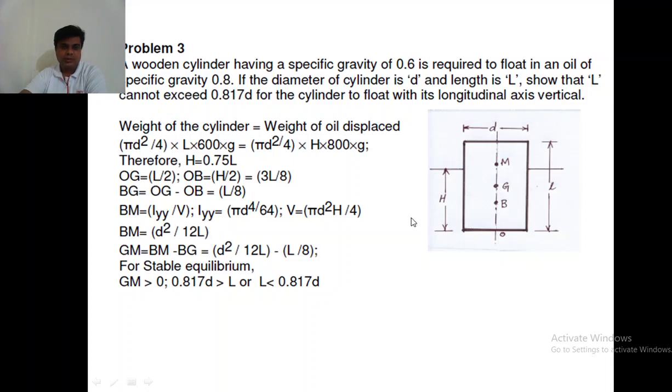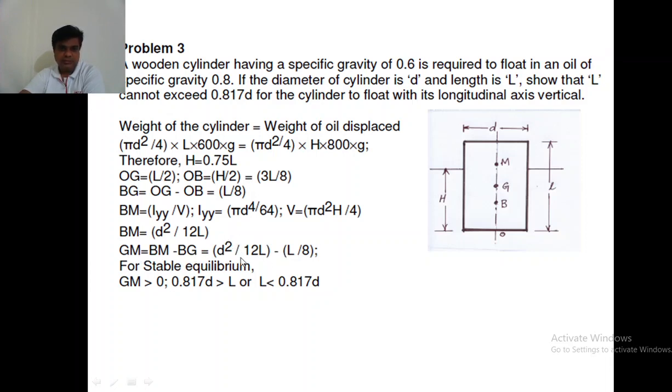So now we know all the terms. We know what is BM, what is GB, and what is OB. So we can calculate this MG or GM. So GM is nothing but BM minus BG. So this distance is nothing but total distance BM minus BG. I will get this distance. So use that simple equation, substitute the values, and you will get GM, that is the metacentric height, equal to so much here.